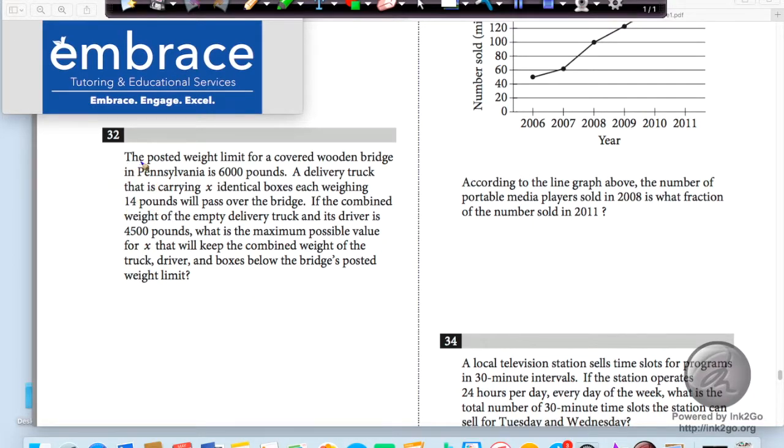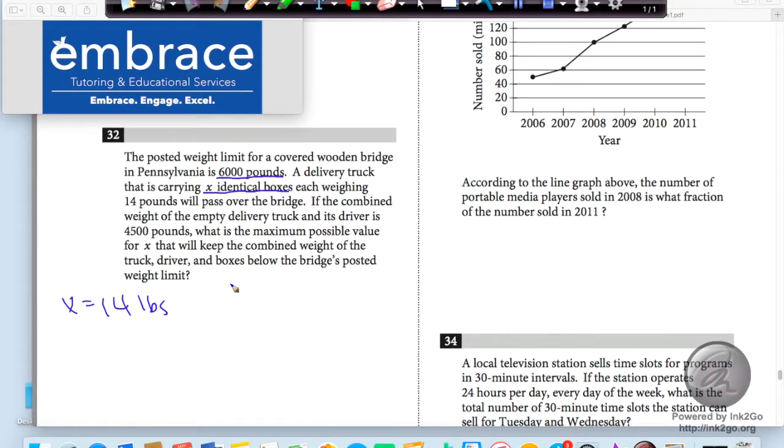So problem 32 states, the posted weight limit for a covered wooden bridge in Pennsylvania is 6,000 pounds. A delivery truck that is carrying X identical boxes, each weighing 14 pounds, so every box is going to be 14 pounds in terms of weight, will pass over the bridge. If the combined weight of the empty delivery truck and its driver is 4,500 pounds. So notice here, the weight limit is 6,000 pounds of this bridge, and the truck is going to be driving over that bridge. The driver plus the truck is 4,500 pounds, and they're going to be carrying some sort of X number of boxes on them.